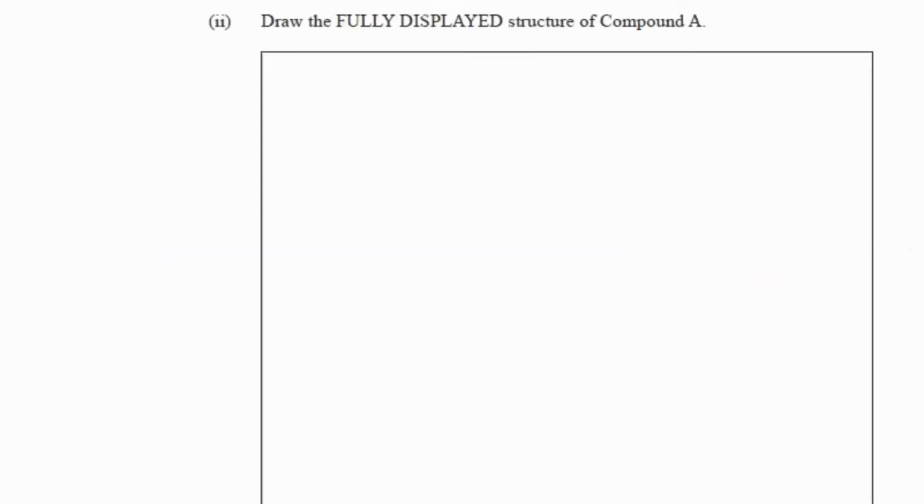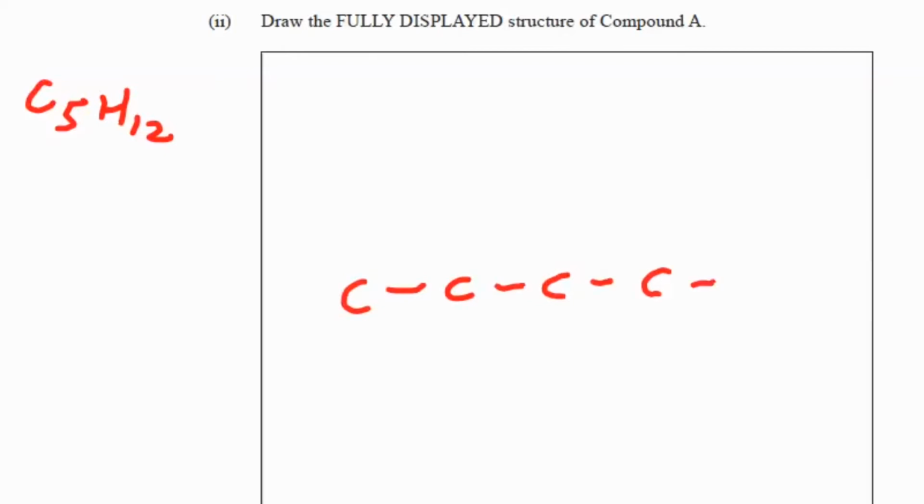Part 2, draw the fully displayed structure of compound A. So the molecular formula is C5H12. This is a saturated hydrocarbon. So we'll draw our 5-carbon skeleton and we adorn them with the hydrogen.